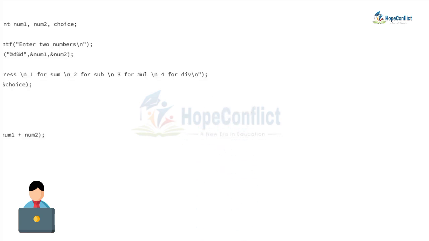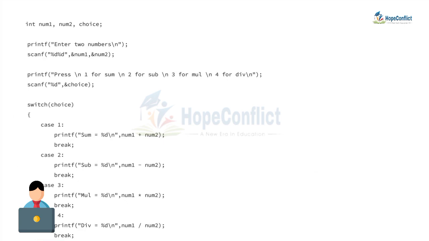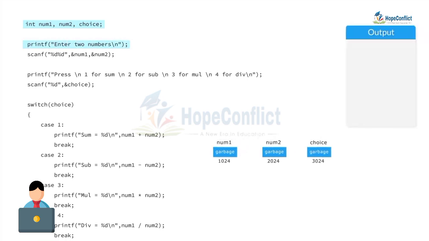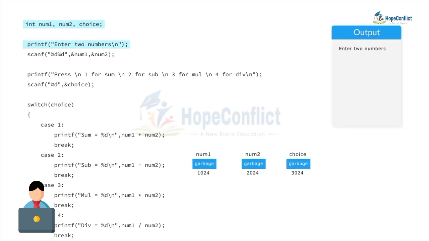Now let us see an example program which implements a simple calculator using the switch case statement. So first, we are declaring three integer variables num1, num2 and choice. Then we are asking the user to enter the numbers or the operands. So let the numbers entered by the user be 10 and 20, and they are stored in num1 and num2 respectively. Now we print a menu and ask the user to enter a choice.